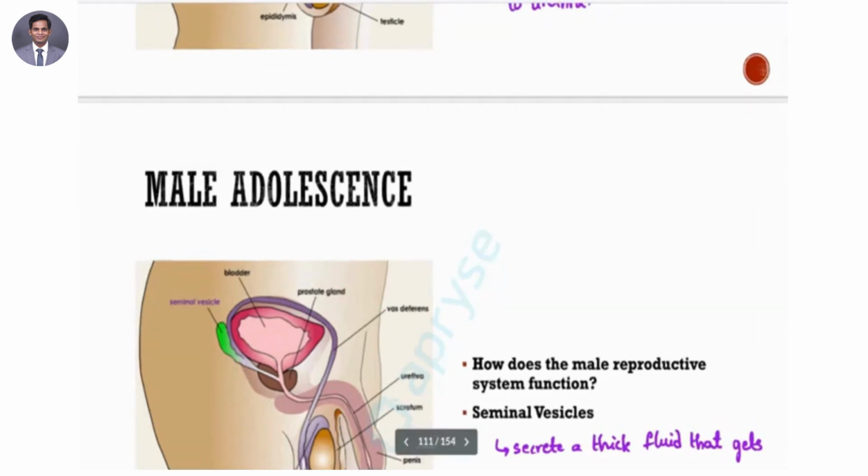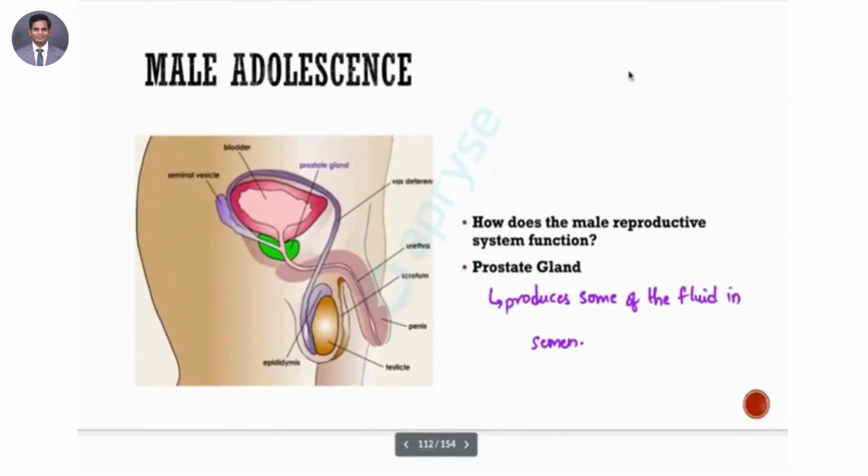Then the next one you can see here is the prostate. This is something that you must have heard of. Prostate gland is basically a small gland, about the size of a walnut. It surrounds the urethra, and you can see that in the diagram here.